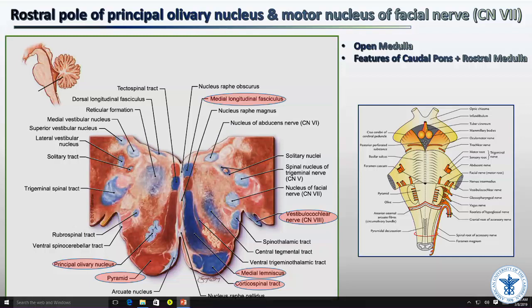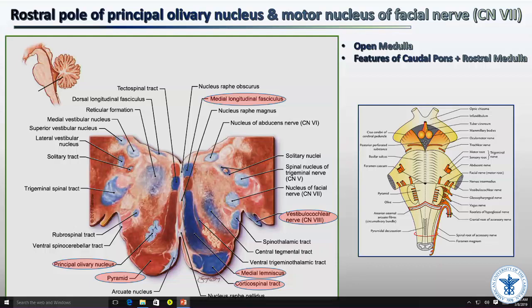But there are important new features which you can see here, and one of them is the start of the pyramid. So I'm just showing the important ones. I'll show you the transition in the other slides. We'll go structure by structure, but the important thing here is the pyramid. And you remember in the pons how the motor fibers were. They were in discrete fascicles, with the transverse pontine fibers separating the different fascicles.